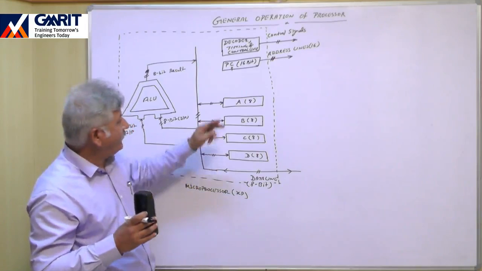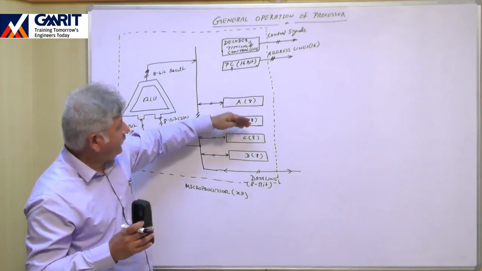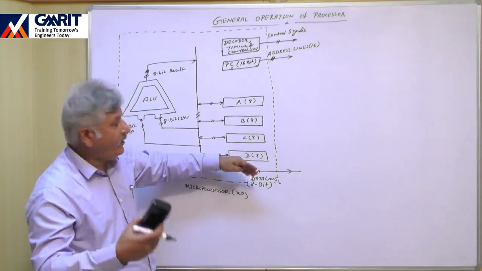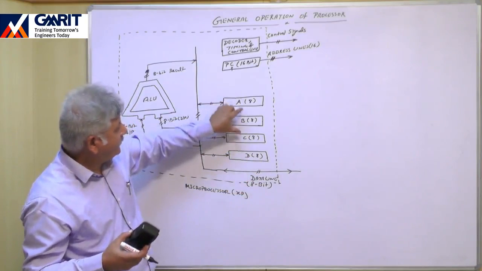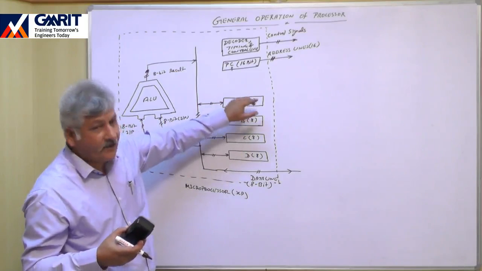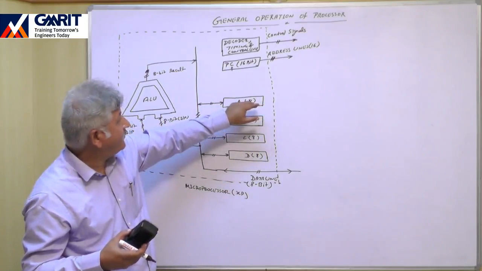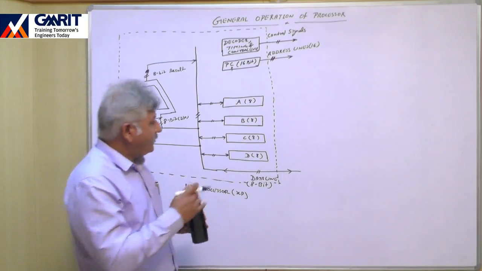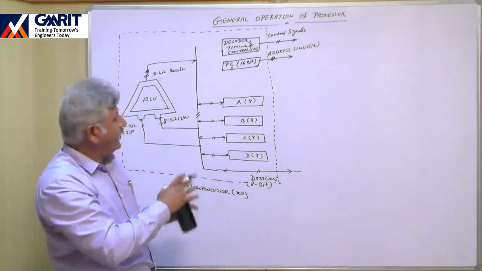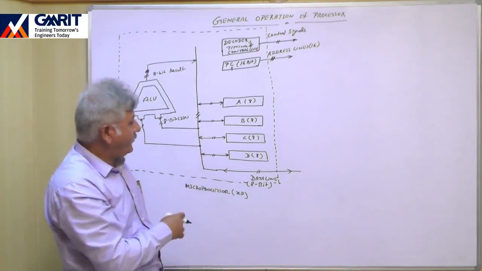Some processors may have A, B, C, D, E, F general purpose registers. Some may have these general purpose registers as 16-bit general purpose registers, right? So internally it may vary. Just to understand the basic operation, we have taken this particular example.